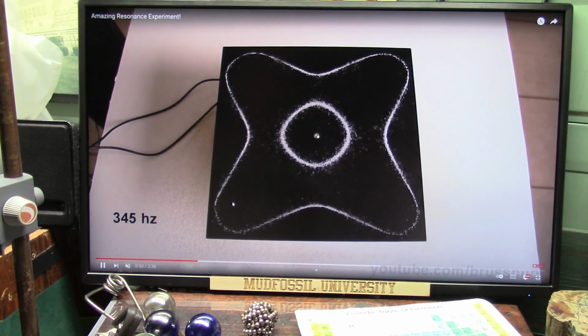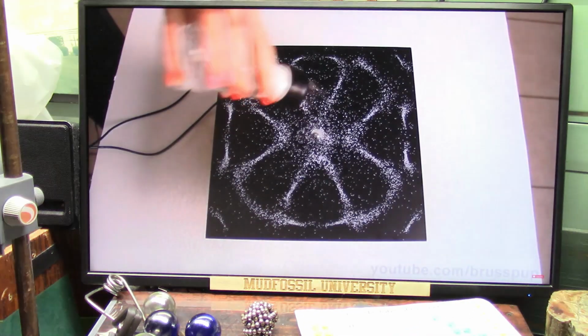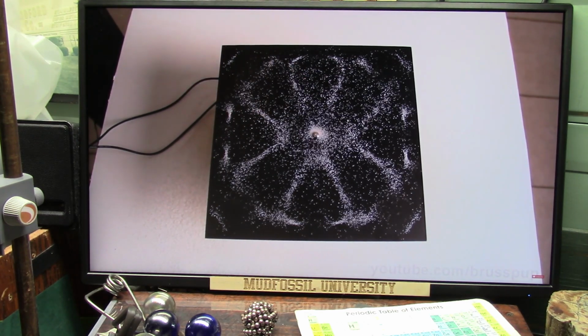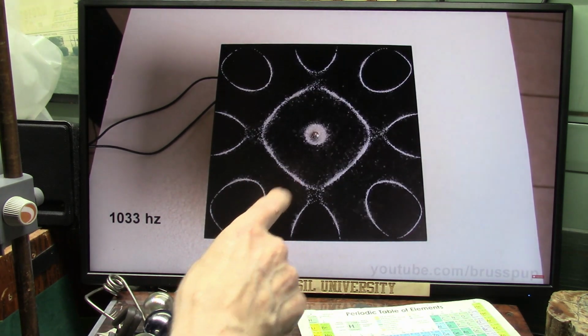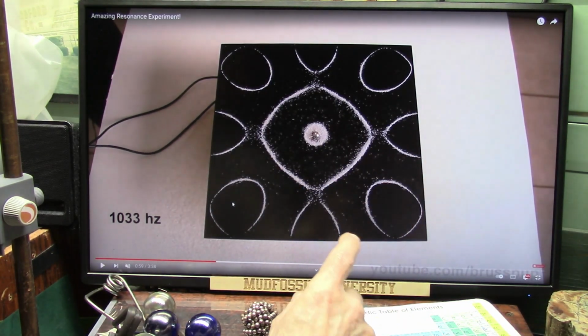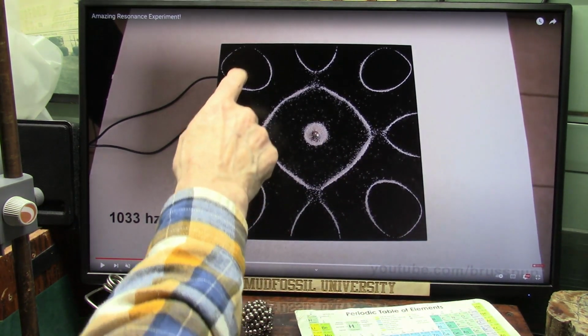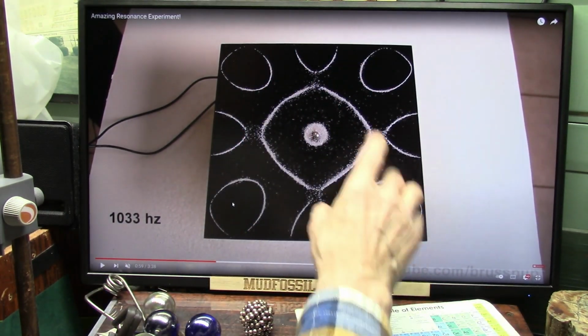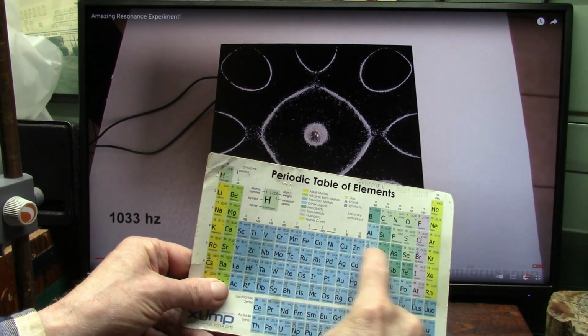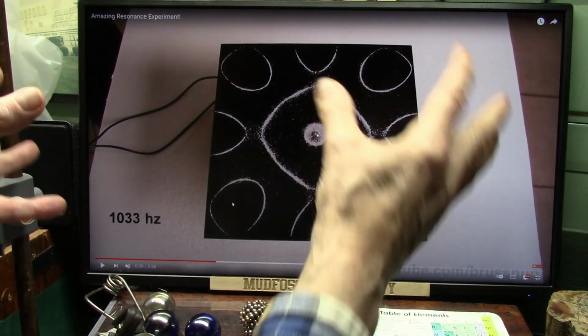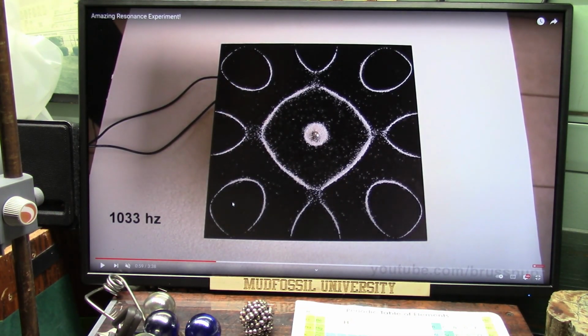So this one here, it locks into 345. Now we're going to add some more salt, and they're going to vibrate this one. And look at this, 1033. That is the most elegant rule of 8 I've ever seen. 1, 2, 3, 4, 5, 6, 7, 8. And that is what surrounds, and that's what's called the rule of 8. And after that, they all are supposed to have 8 in their furthest out orbital to become stable.